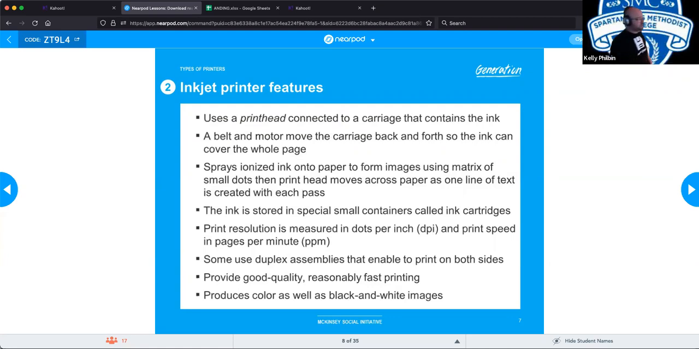The print resolution on an inkjet printer is measured in DPI, or dots per inch. The more dots you can fit in a particular inch, the higher the resolution of the image you can create. The speed at which a printer can print is called PPM, or pages per minute. So pretty straightforward. Dots per inch lets you know how clear the image is going to be. Pages per minute, how fast it can print.